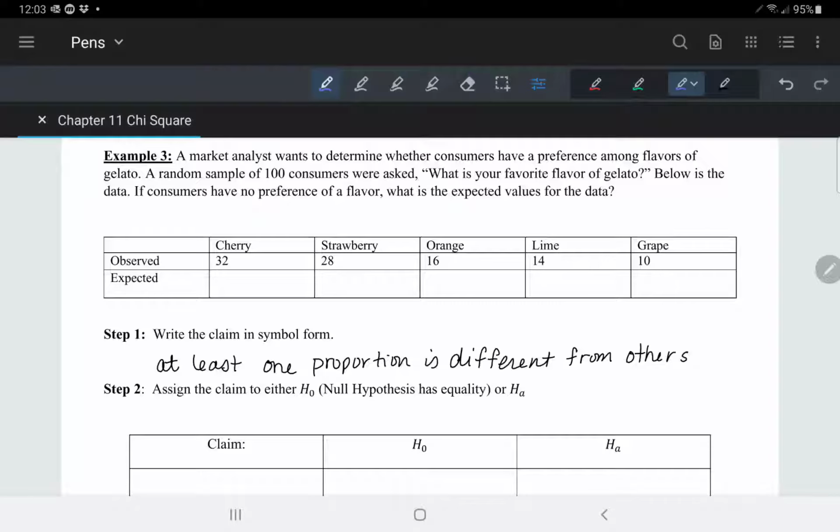Now, if consumers have no preference of a flavor, what would the expected values be for the data? Well, if there's no preference, then we would expect that each of these would occur with the same frequency. So cherry would have 20, since there's 100 and there's 5 categories. We're dividing 100 by 5, and we would get 20.